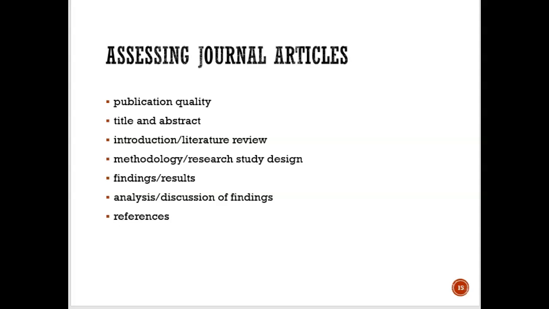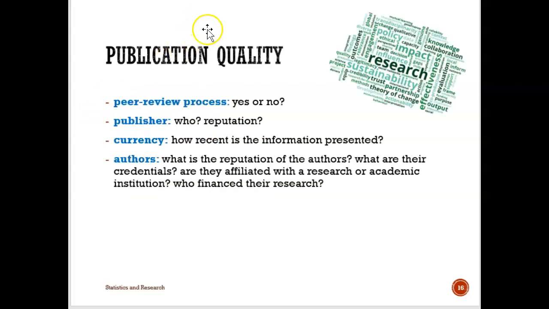So when we look at journal articles, there are things we need to look at to see whether the journal articles are good or not. And some of the criteria we look at for assessing journal articles are listed below. The first thing we're going to look at is publication quality. So what publication quality means is that when we look at the article, we need to ask whether the article was peer reviewed. So did other people critique the article?